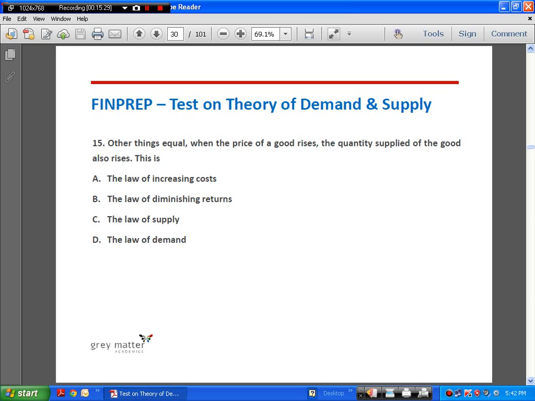The 15th question: other things equal, when the price of a good rises, the quantity supplied of the good also rises. This is A, law of increasing costs, B, law of diminishing returns, C, law of supply, D, law of demand. So here we notice there is a relationship between price and quantity supplied, and they are moving in the same direction. So it is definitely the law of supply, and that is option C.